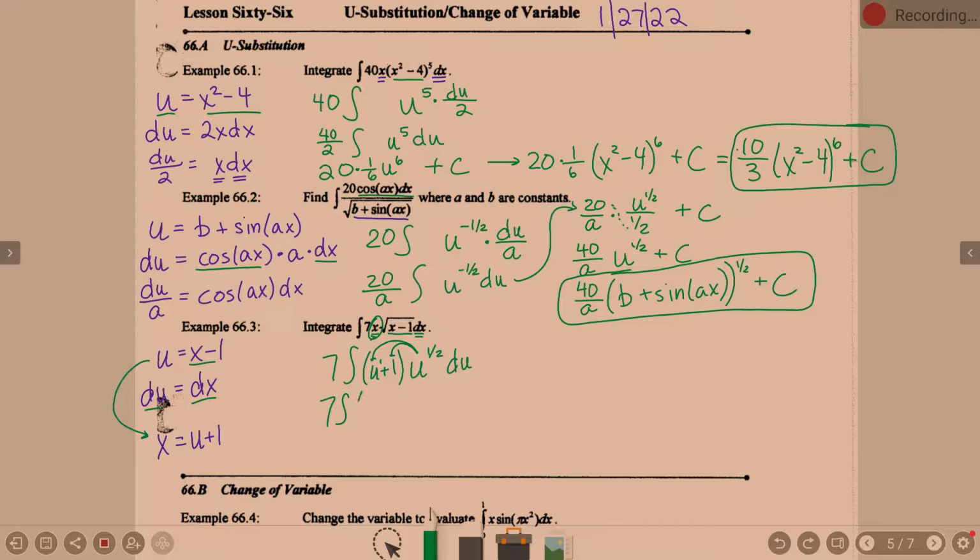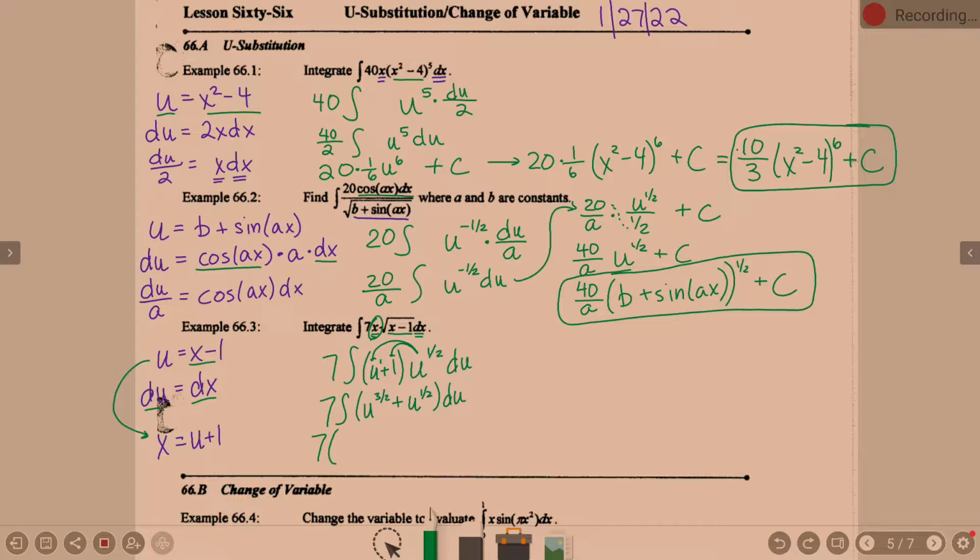I know I'm really making you guys dig deep, aren't I? So this is u to the 3/2 plus, this one's easier, 1 times u to the 1/2, okay, u to the 1/2. And then du. It's not fun integration, but it's not horrible either. So I'm going to keep my 7 out front. What is the integral of u to the 3/2? Add 1 to the power and divide by the new power.